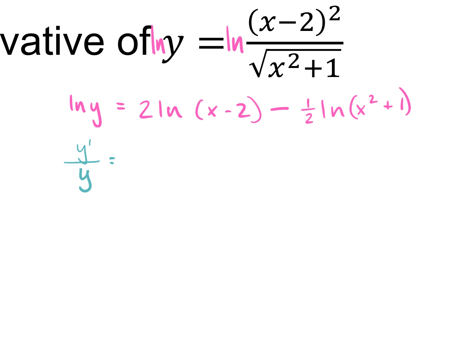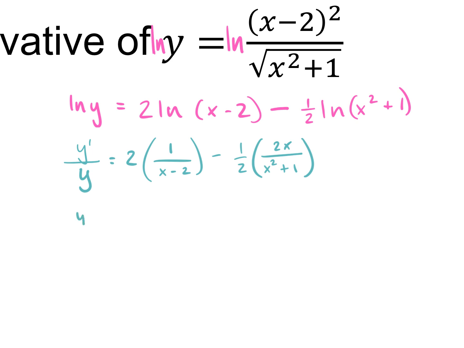Now let's take the derivative of the right side. So we have 2 times x minus 2 is going to go on the bottom. What would go up top here? 1. Awesome. The derivative of x minus 2, which would just be 1. Minus, we have 1/2 outside here. X squared plus 1 is going to go on the bottom. What's the derivative? 2x. Perfect.